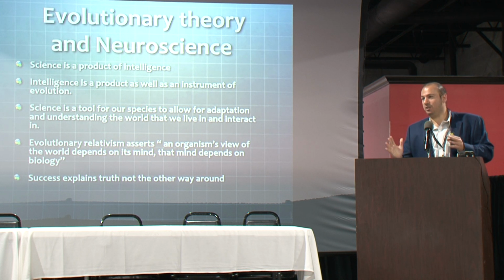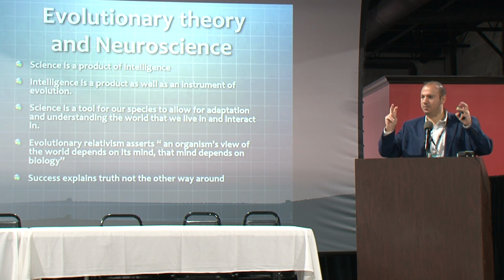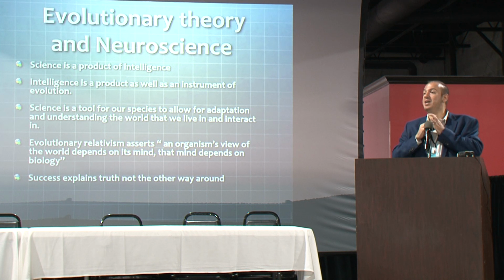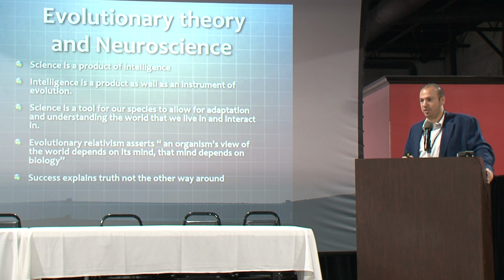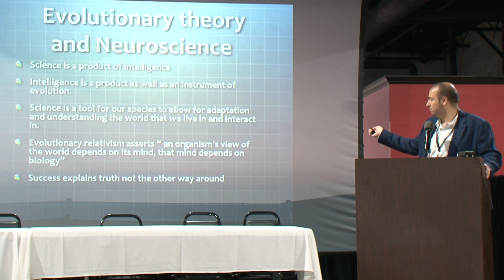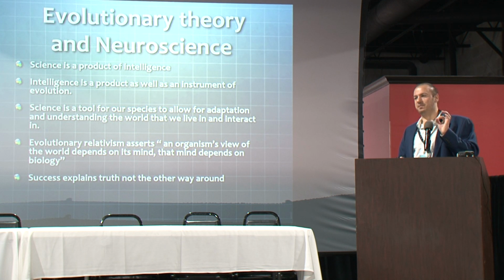We're seeing how biology and evolutionary biology have come to say, wait a minute, the idea that physics told us, and even chemistry, that there is a truth out there waiting for us to discover, regardless of us, is actually mistaken. Our minds and brains are a product of evolution, a product of our biology, a product of what we needed to evolve and to survive. Success explains truth, not the other way around. And I think that's very important.